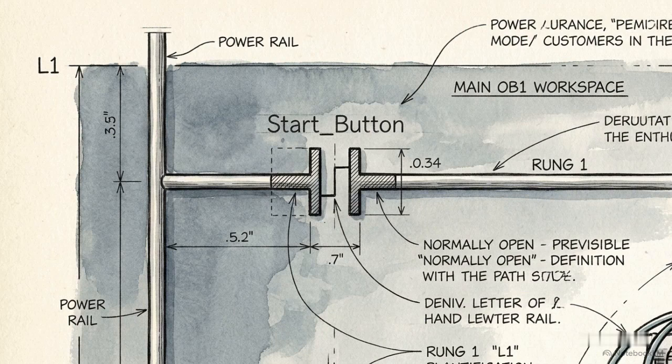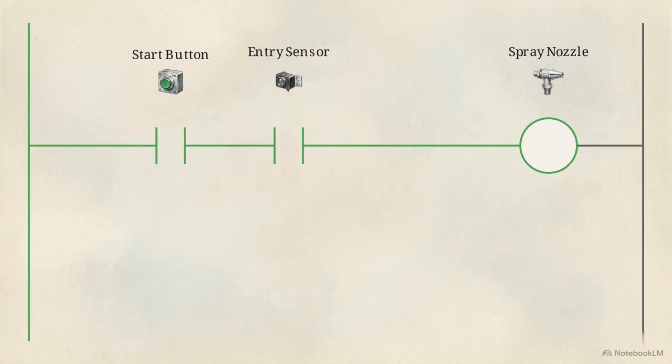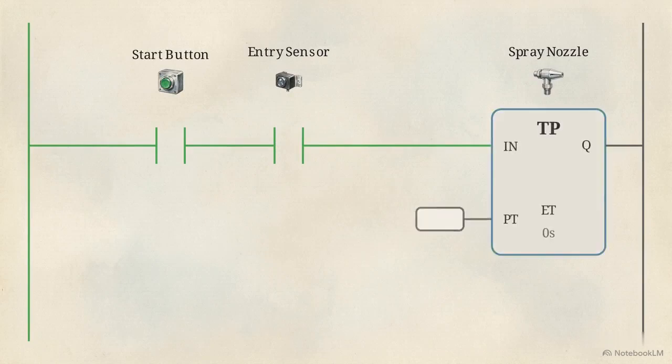Start network 1 by inserting a normally open contact for the start button, wired in series with a normally open contact for the sensor. These trigger our first output, the spray nozzle. To keep that nozzle on for the required duration, we attach a TP or pulse timer to the coil.